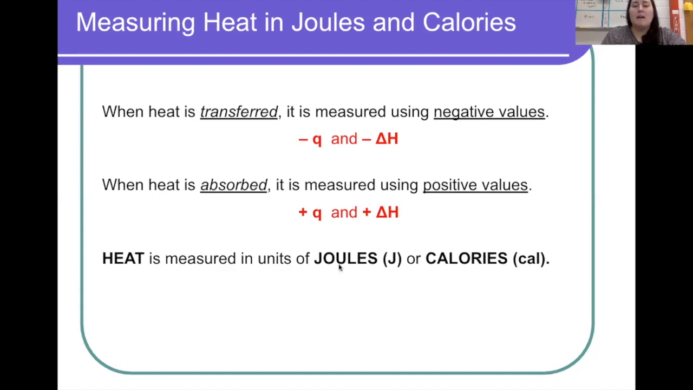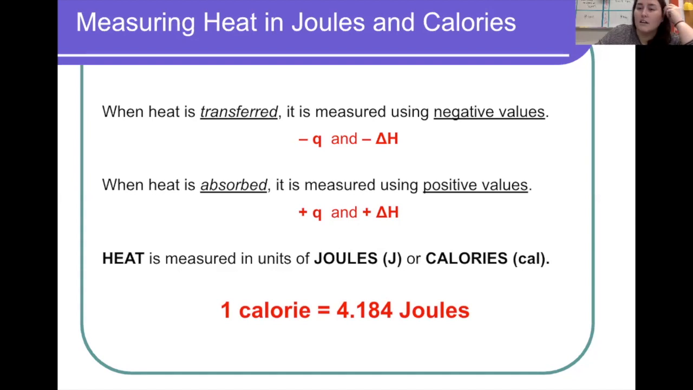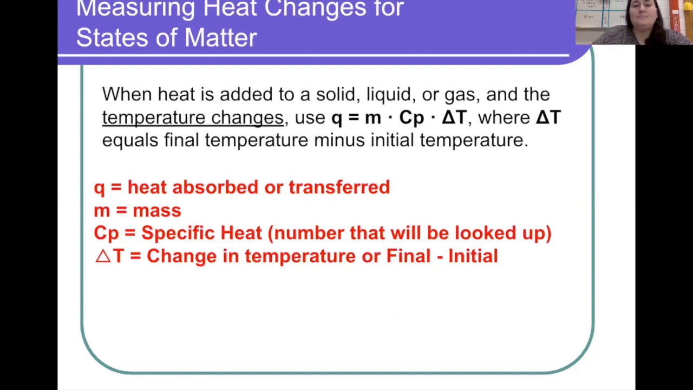Heat is measured in units of joules, capital J, or calories, lowercase c. The difference between uppercase C and lowercase c was found out in that lab. You can read the background on that. It'll tell you a little more information. One calorie is equal to 4.184 joules. That's our conversion factor from joules to lowercase calorie.